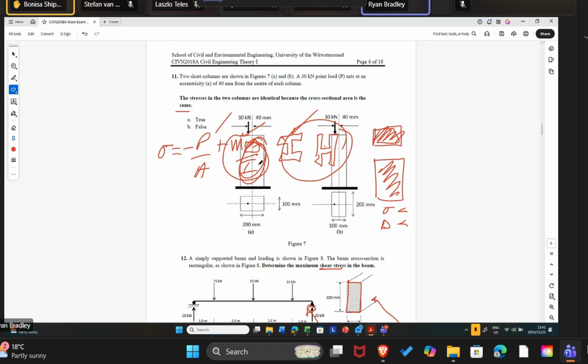So for the column, for this load being offset here by E, this is now the depth term in our calculation because the bending is happening like this, about this axis over here. So this is the depth term which we use in BD cubed over 12. In this case over here, this load is now offset here, and this now becomes the depth, right?